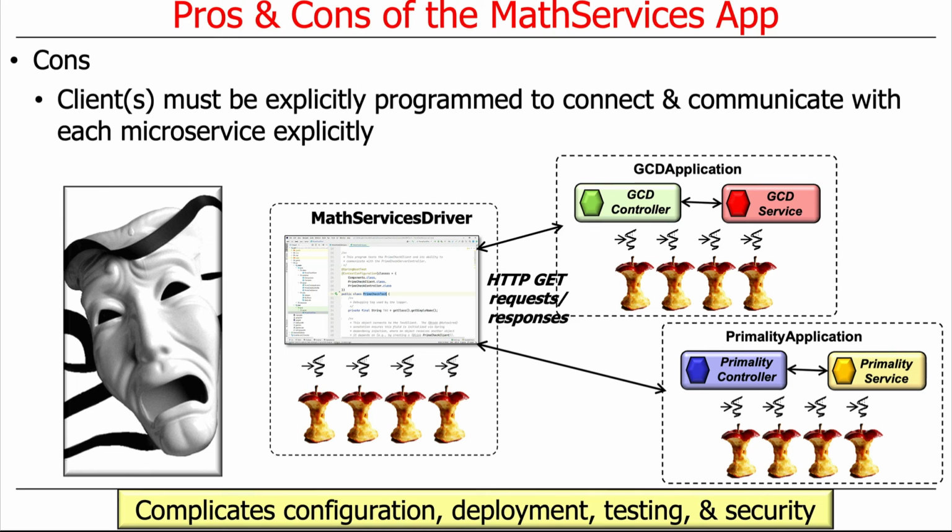Of course, not everything is rainbows and unicorns, as I like to say. So some of the downsides here is that we have to explicitly program the client to communicate and connect with each microservice explicitly. And this just kind of complicates things because the configuration and deployment and launching of the microservices, as we'll see when we run the program later, just takes more effort manually. Testing is a little bit more complicated. However, this is mostly due to what I'm teaching in the course at this point.